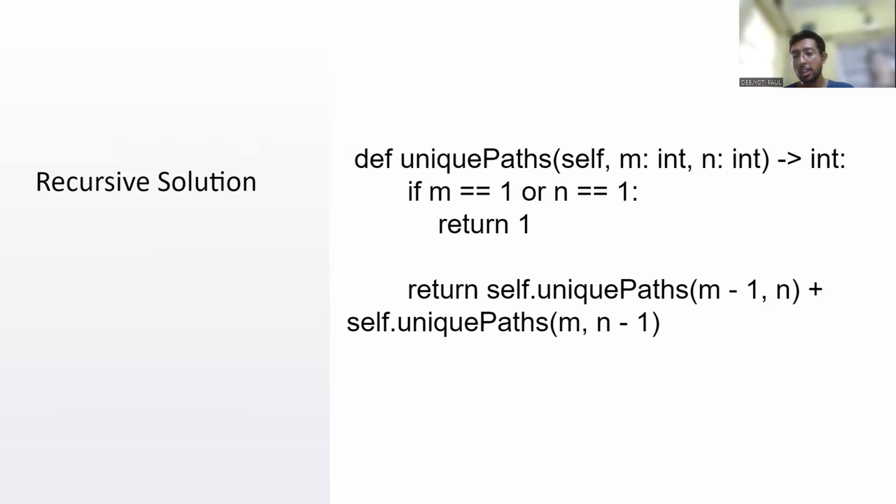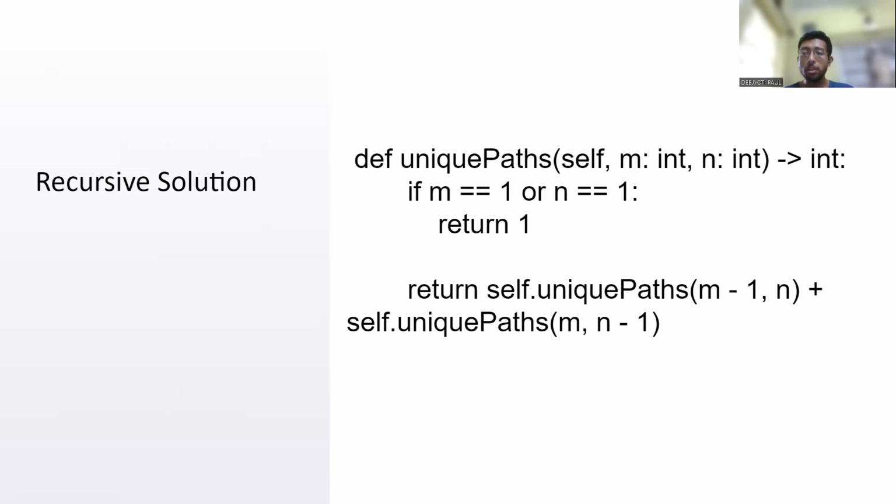But if it is not in the first column or the first row, then what we can do is look at the cell just above the particular cell and the cell just to the left of that particular cell, and we can sum them up. And this is the recursive solution. And this is very simple, right? So it's just 2 lines of code to solve this entire problem, and this works fine.